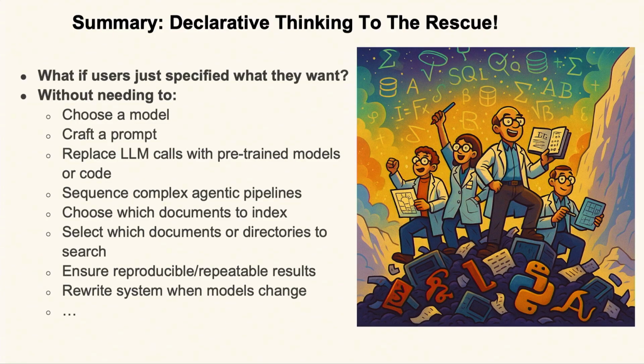I want to summarize by saying I think this is a real victory of this way of declarative thinking. In this world, our vision is users just say what they want in some kind of high-level language, and then under the covers the system is taking care of all the details of choosing models, crafting prompts, substituting in pre-trained models, selecting between different agents, sequencing these complex pipelines, batching multiple things together, selecting which documents to search, and building indexes for you. It's doing all this stuff under the covers that's designed to take a lot of the complexity out of building these AI applications. The net result is that you get better performance at comparable or better quality than you would get if you built the application by hand. That's the promise of what we're trying to do.